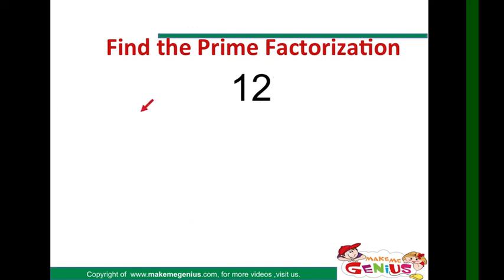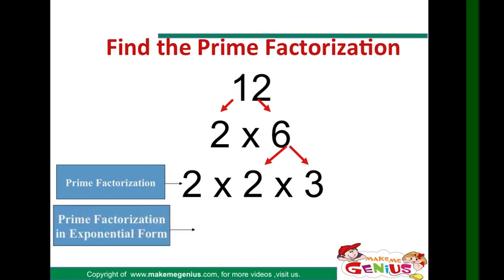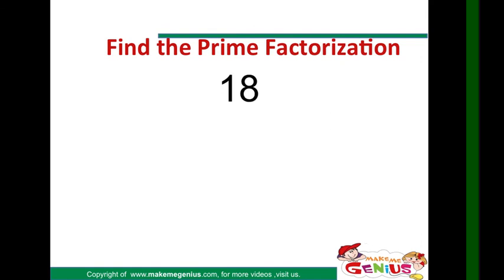Another, 12. So, ang naiisip kong factors ng 12 ay 2 and 6. Pero ang 6, composite pa rin siya. So, gawin natin siyang prime. Meron tayong 2 and 3. So, dalawa na yung 2, isang 3. So, that is prime factorization. Gawin natin siyang exponential form. May dalawang 2, so that is 2 squared times 3 equals 12.